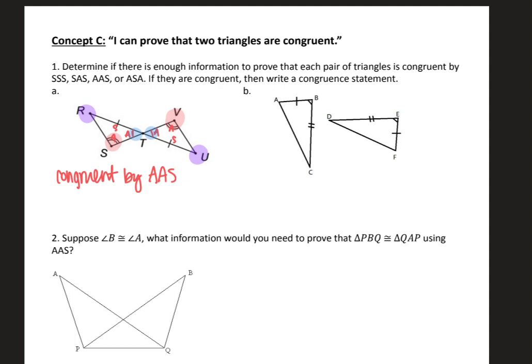So now to write our congruent statement, I'm going to start with the triangle on the left. So I'm going to say RST is congruent to UVT.